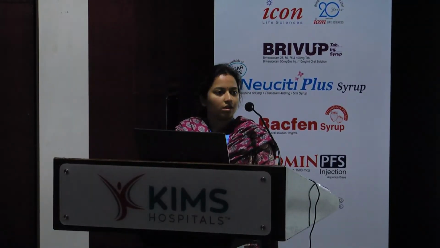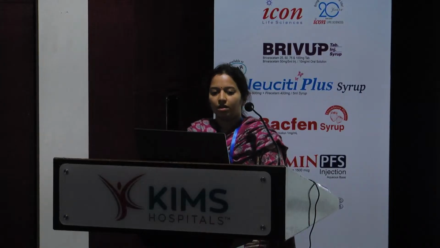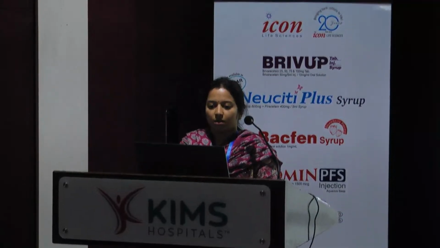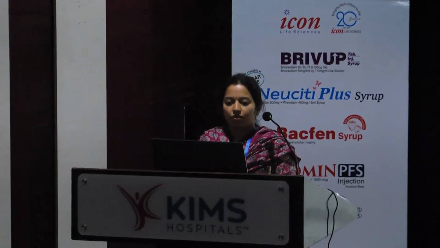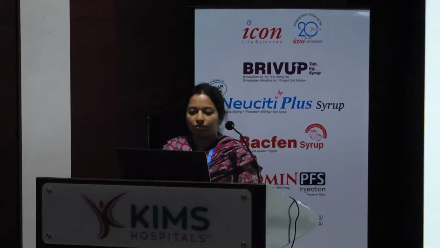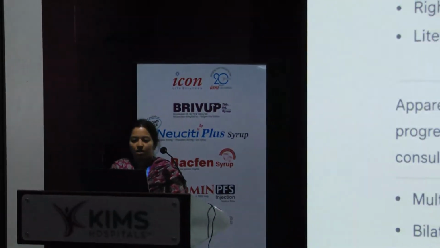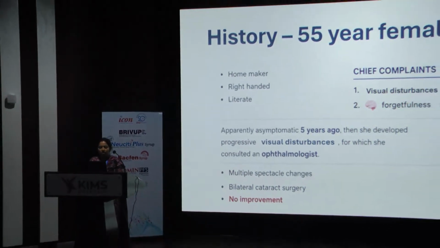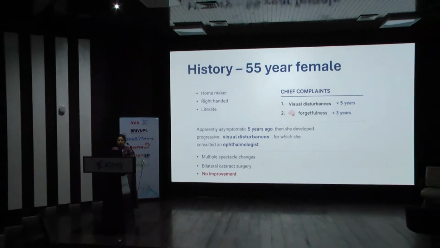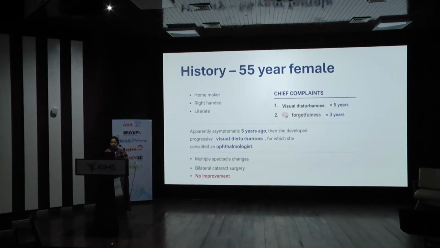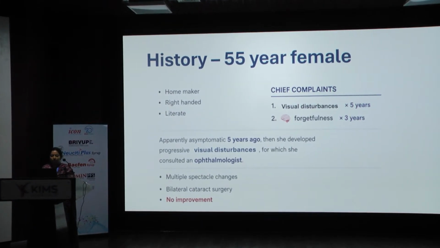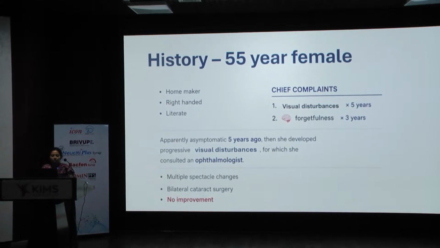I am going to present the case of a 55-year-old female who is a homemaker by occupation, right-handed and literate, who came with the chief complaints of visual disturbances since 5 years and forgetfulness since 3 years. She was apparently asymptomatic 5 years before presentation. Then she developed progressive visual disturbances, for which she initially consulted an ophthalmologist. She has changed multiple spectacles and even got bilateral cataract surgeries done, but there was no improvement.